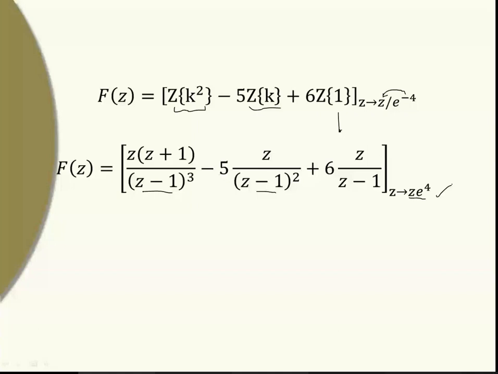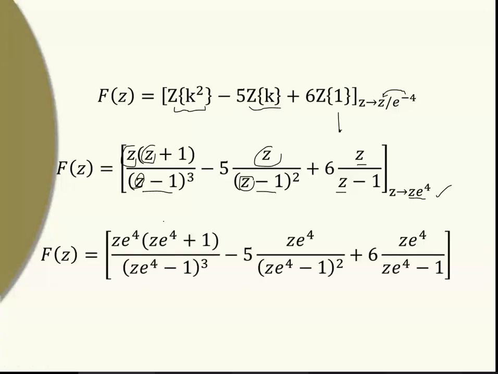Replace all these z terms by z e raised to 4. So f of z will be z e raised to 4 into z e raised to 4 plus 1 divided by z e raised to 4 minus 1 cube, minus z e raised to 4 divided by z e raised to 4 minus 1 whole square, plus 6 into z e raised to 4 upon z e raised to 4 minus 1. Okay, so this is the answer.